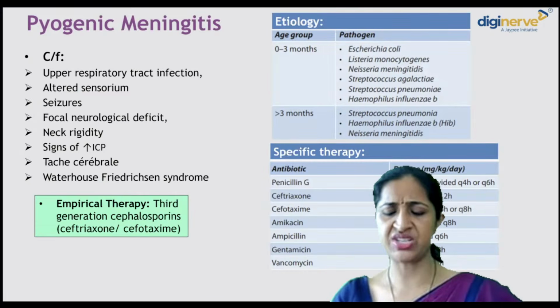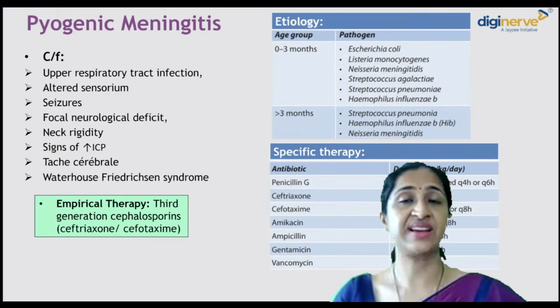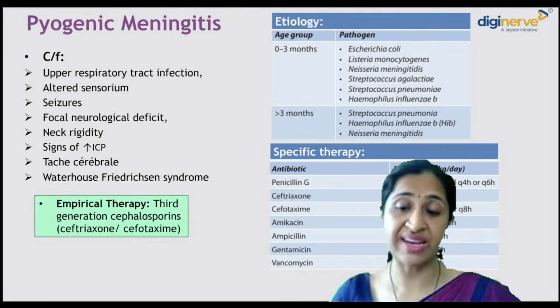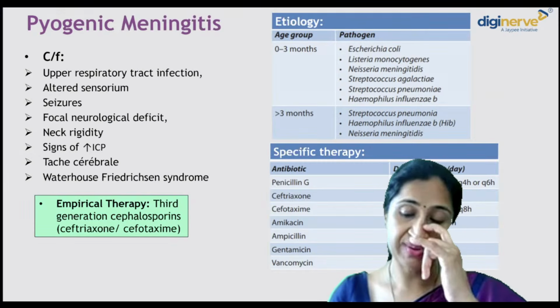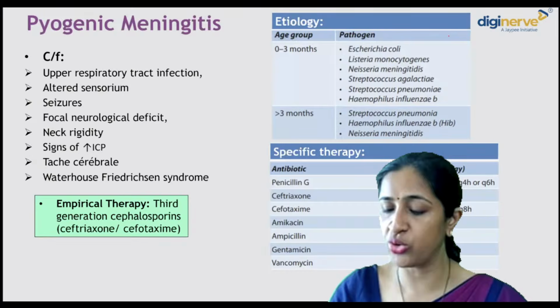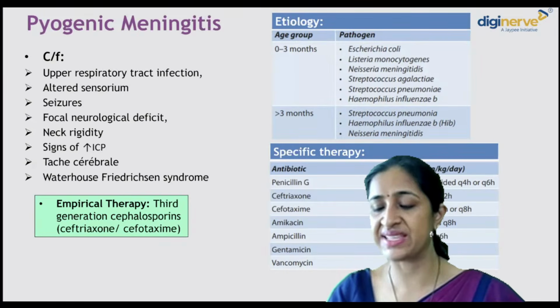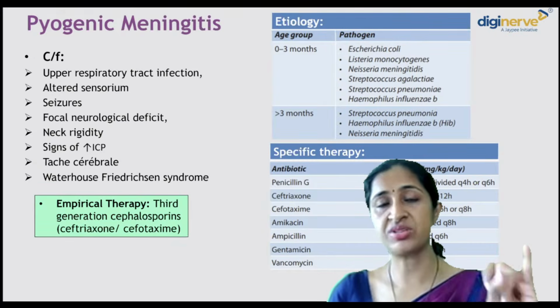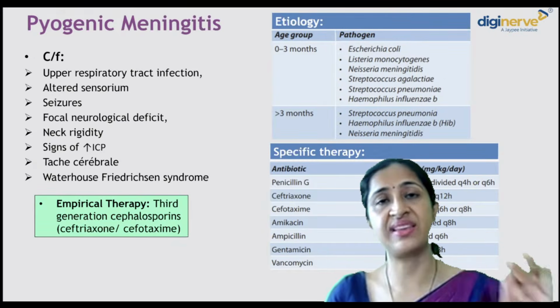Pyogenic meningitis, you all know this. It can start with any focus. Focus can be in upper respiratory tract, can be in ear, can be in throat, can be in lung, anywhere the source can be. The etiology I discussed in the neonatal group, where E. coli, GBS, all this become in small babies, in older babies, Streptococcus pneumoniae, Haemophilus influenzae, and Neisseria in older children.